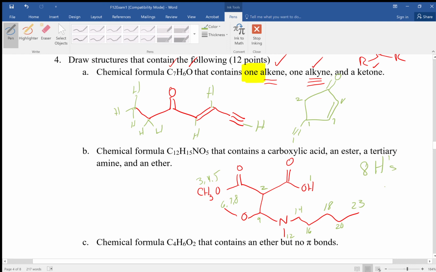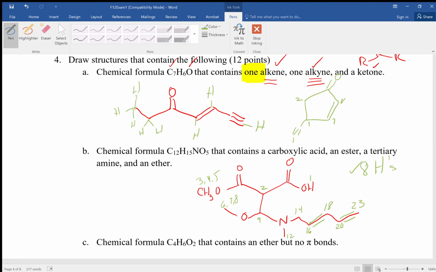But notice in this problem I didn't limit you on what you could use. So if we put in an alkyne here, we've eliminated 4 hydrogens. If we put in a second alkyne, we've eliminated 4 more hydrogens. We've eliminated the 8 hydrogens, and we have a structure that fits our criteria.